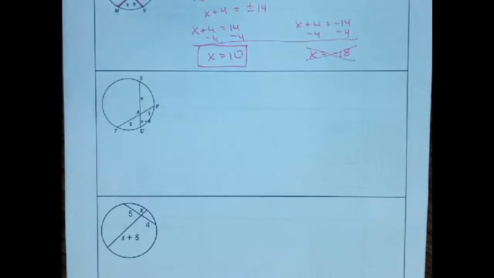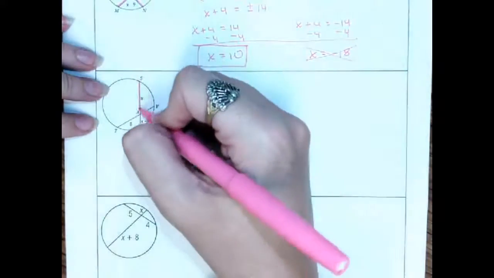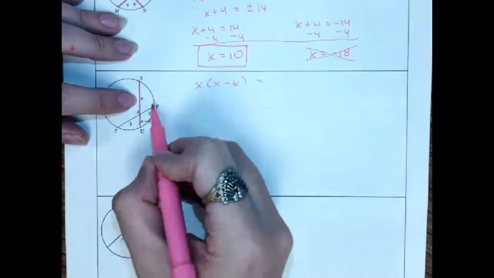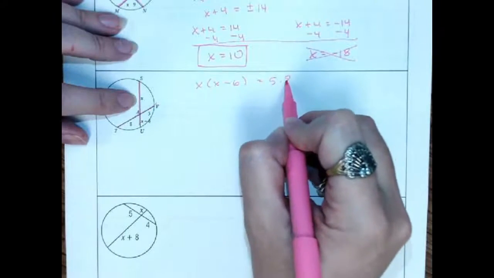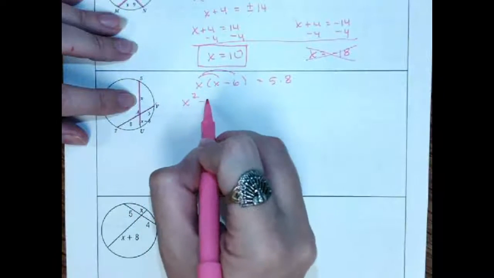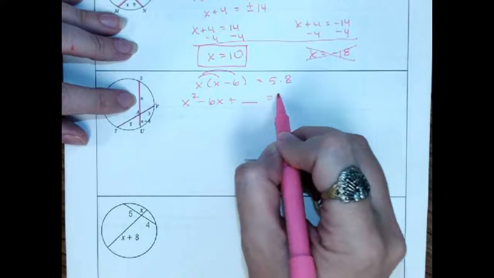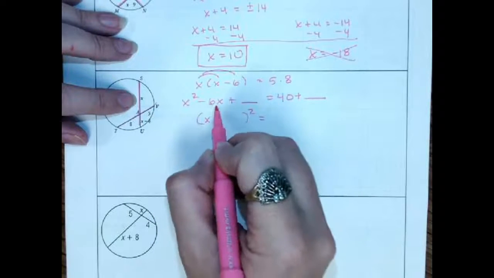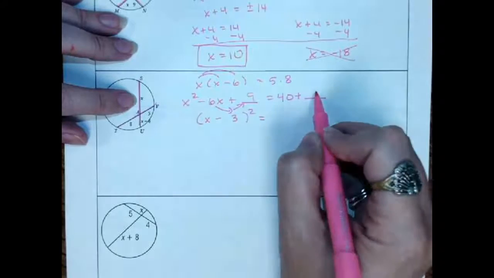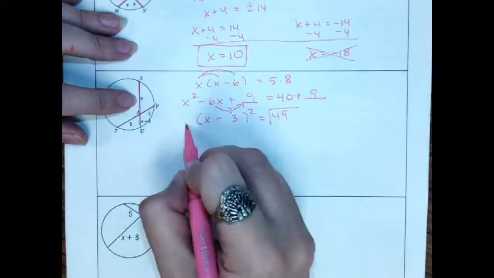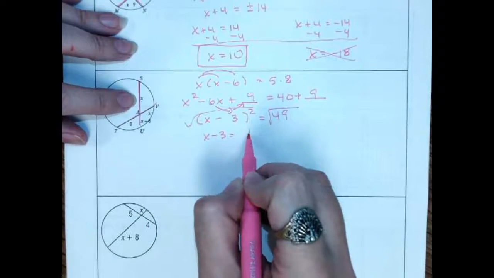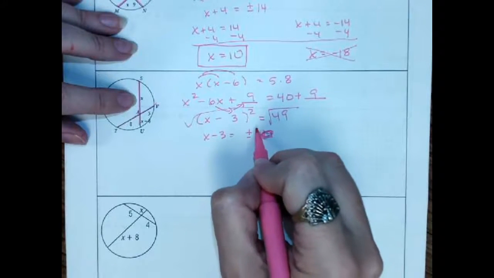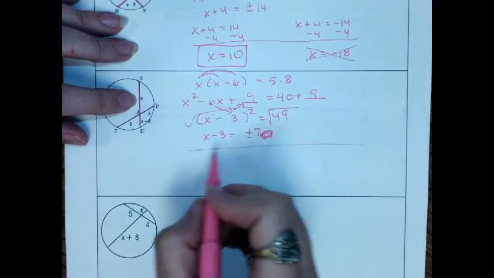Okay, the next one. Now these are just the same as we had. Carefully multiply these two together, x minus 6. Then these go together, 5 times 8. Distribute. Go ahead and add your blanks. Write in the form. Divide as you go down, square as you go up. Take the square root of both sides. Don't forget plus or minus. Oops, square root of 49 is 7. Write as two equations.